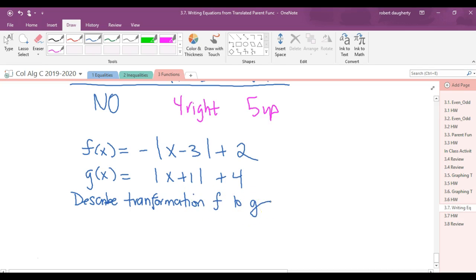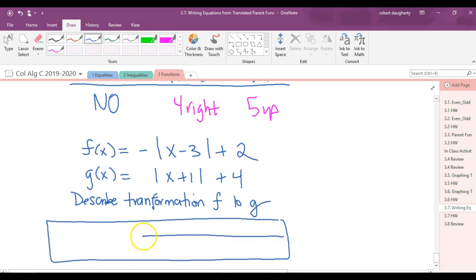Okay. If I gave you this on a test, I would probably give you something like a box, like this, and I would probably say, is there a reflection? And then I would probably ask you for the horizontal and the vertical change. Okay. So first of all, if I go from f to g, was there a reflection here? Yes, okay.